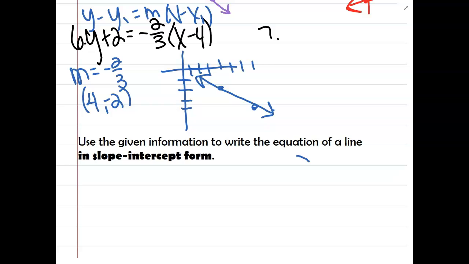Let's do one more of those. Let's do y minus 1 equals -3 times x plus 4.